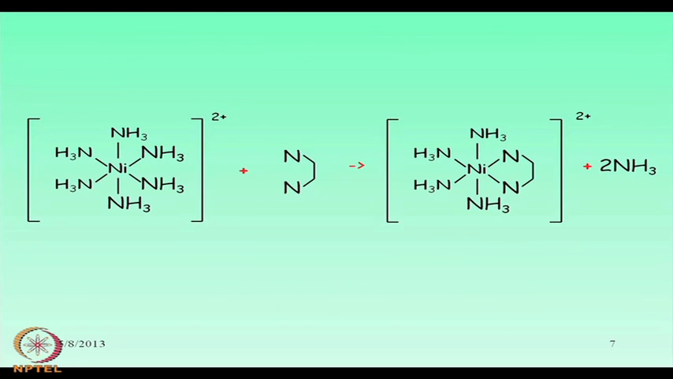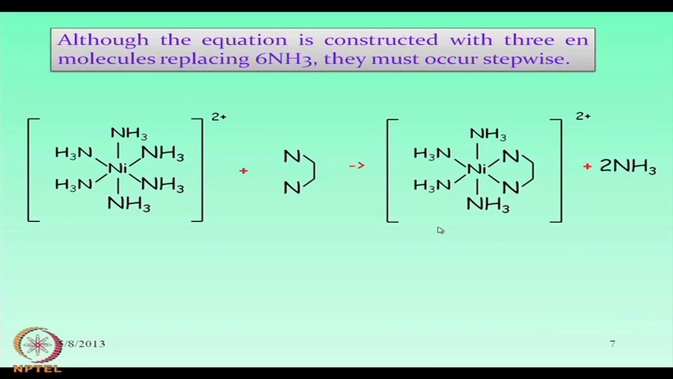So, this is the situation where we see that the 6 ammonia molecules are attached to the nickel center and ethylene diamine is coming. So, in the first step, what is happening? 2 adjacent ammonia molecules are being replaced by 1 ethylene diamine. So, these will have some attached NH2 groups also. So, these are NH2, CH2, CH2, NH2. So, this is the ethylene diamine unit which will replace 2 ammonia molecules.